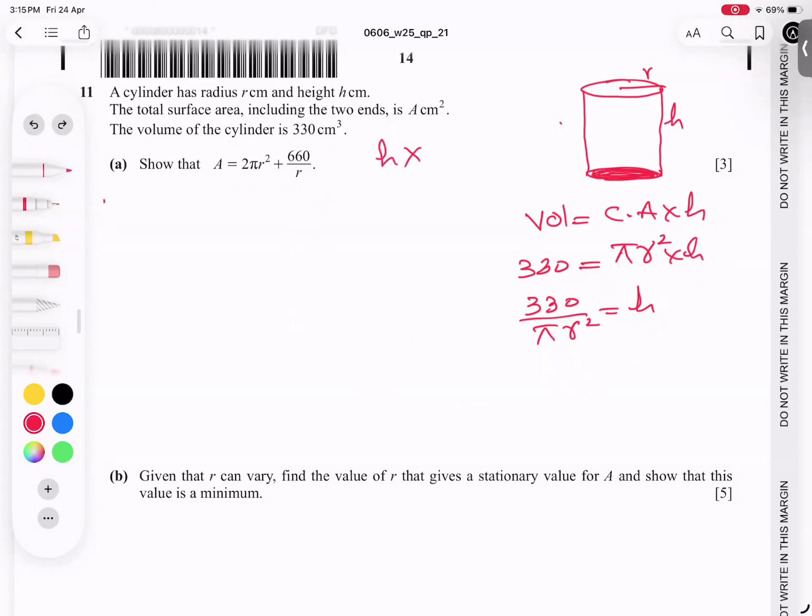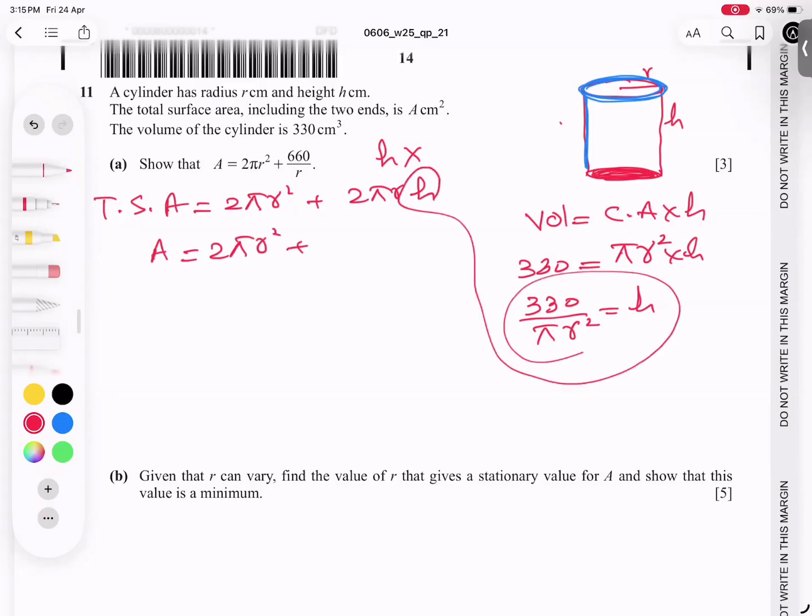Okay, now the total surface area. What is the formula for the cylinder? Down circle area, top circle area, so 2 pi r square, one down and one top. And plus, what is the curved surface area, students? Basically, curved surface area means the perimeter of the circle times the height, 2 pi r into h. This is the formula. I'm writing 2 pi r square, not disturbing it, but replacing the h value.